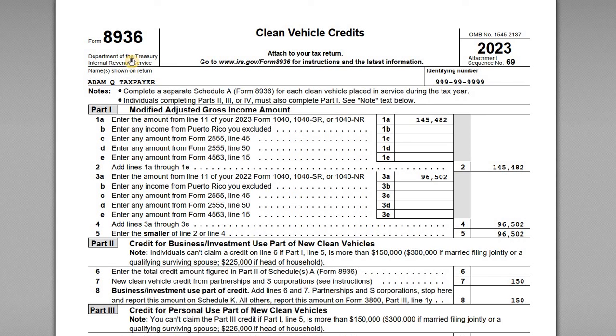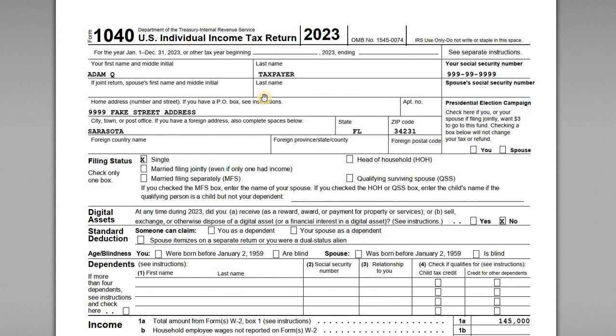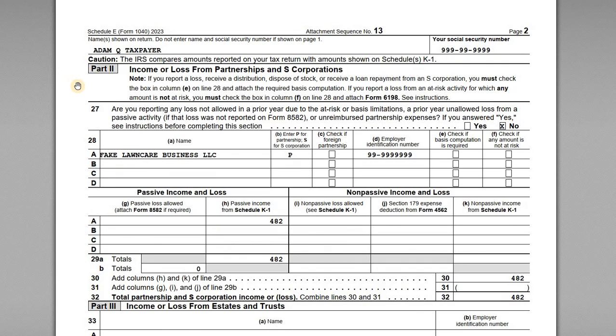So we've got the 8936 here, and it is part of the taxpayer's full return. So we'll go through the entire 1040, what forms and schedules are required. Now we've also got to include the Schedule E Part 2, right, income or loss from partnerships. So we'll go through this.